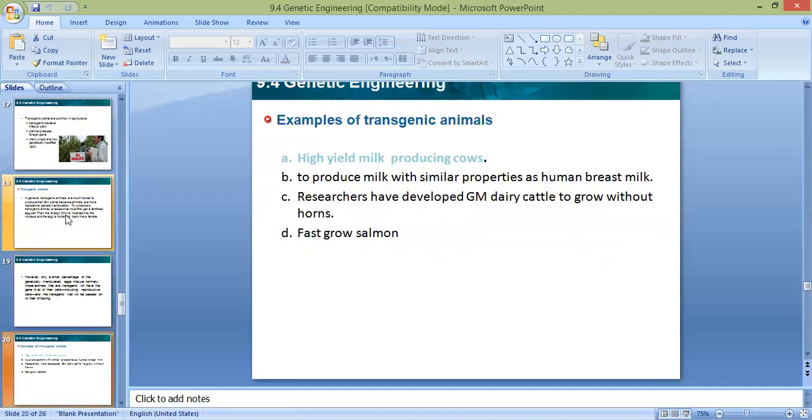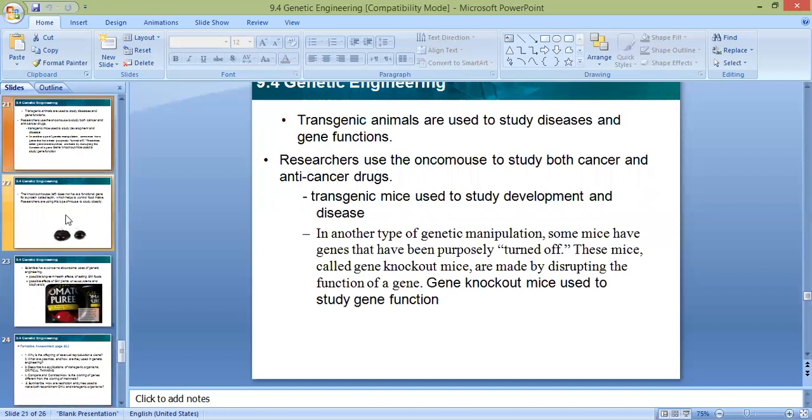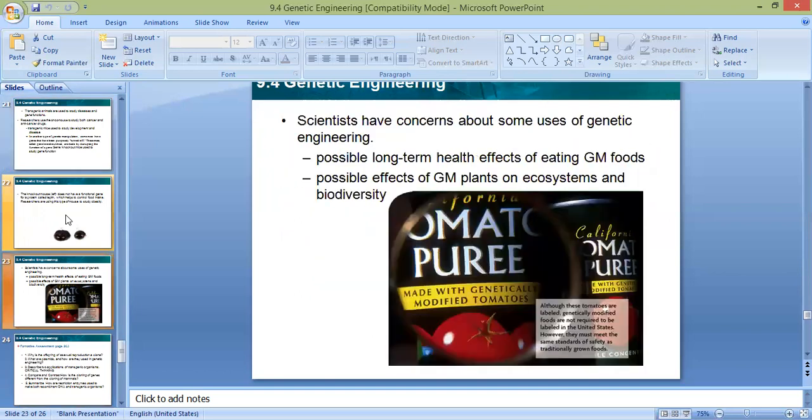Examples of transgenic animals: they make changes in the genes of some cows to yield more milk, high yield for milk-producing cows, or to produce milk with similar properties to human breast milk. Or they developed genetically modified dairy cattle that grow without horns. They can also make transgenic animals such as fast-growing salmon. Transgenic animals are also used to study diseases. They can use the onco mouse to study cancer and anti-cancer drugs, as we said.